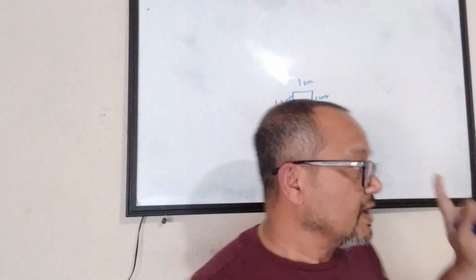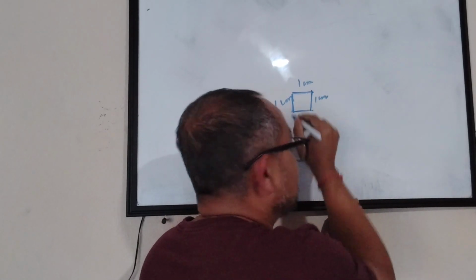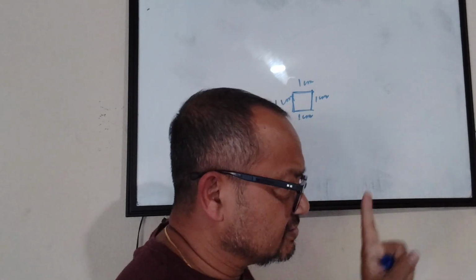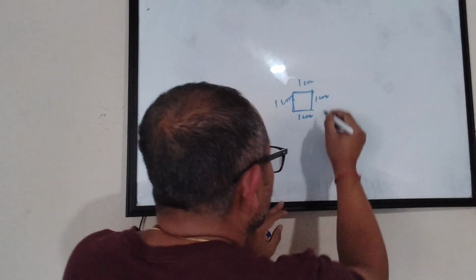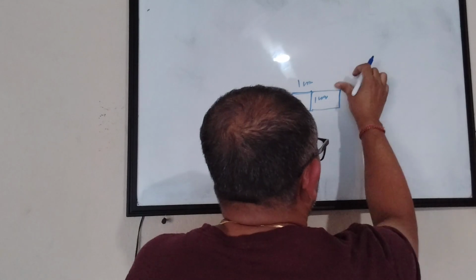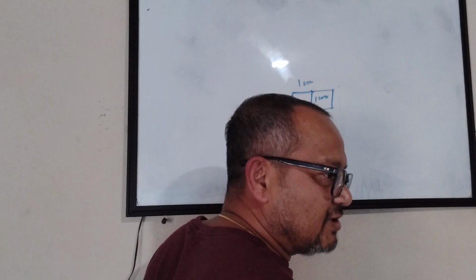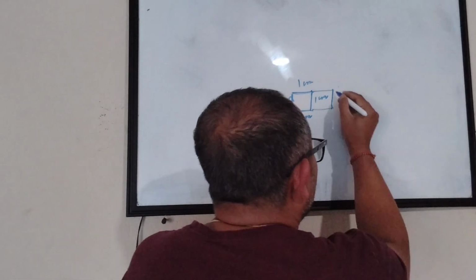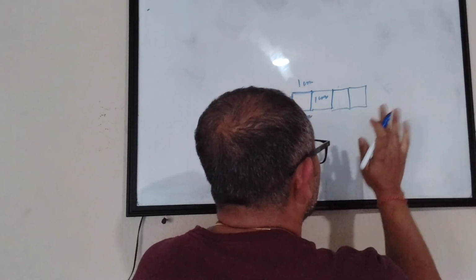Now, when you look at this square, what do you see? Every side is 1 centimeter. I will call it 1 square centimeter or 1 centimeter square. Now if I add one more square here, again the same 1 centimeter square, how many do I have? 2 square centimeters. Add one more, 3. Then 4. Stop there. Now it is 4 square centimeters, but it is not a square anymore.